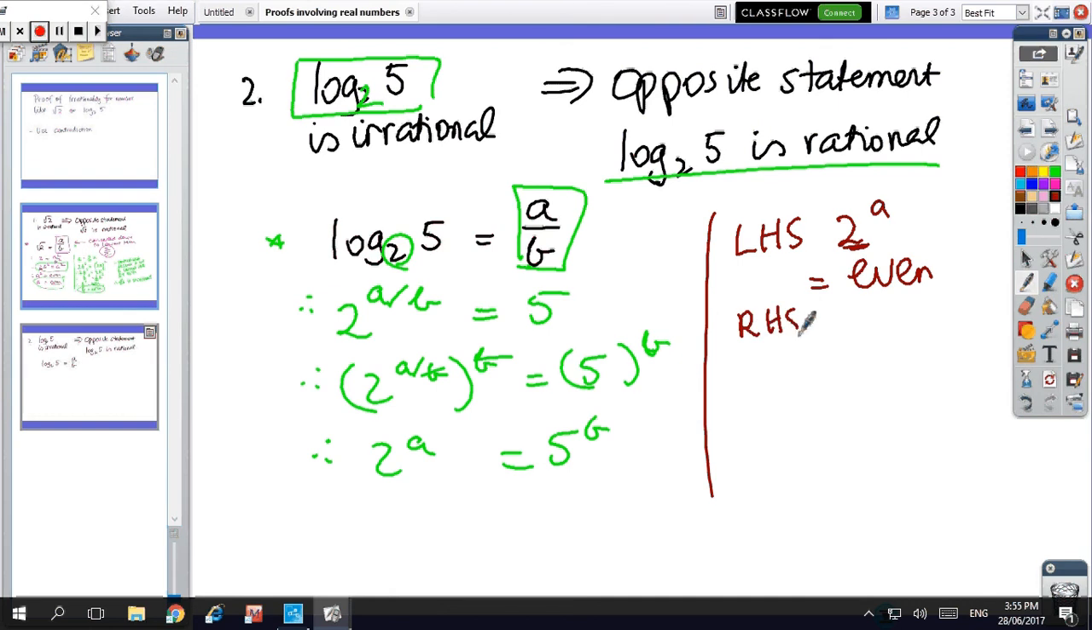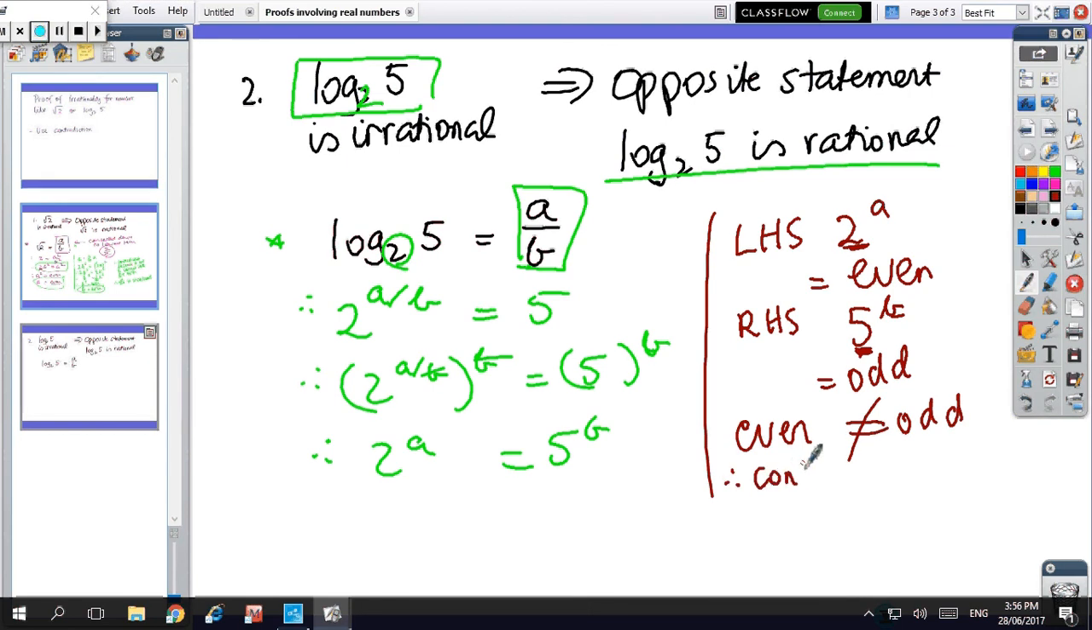But on the right hand side, which is 5 to the b, 5 is an odd number, and to any power is odd. Now, it's not where you've got an even over an even, but if one side is even and the other side is odd, they can't be equal to each other. You can't have an even number equals an odd number, so therefore we have a contradiction in the statement at the start, and so therefore log base 2 of 5 is irrational.